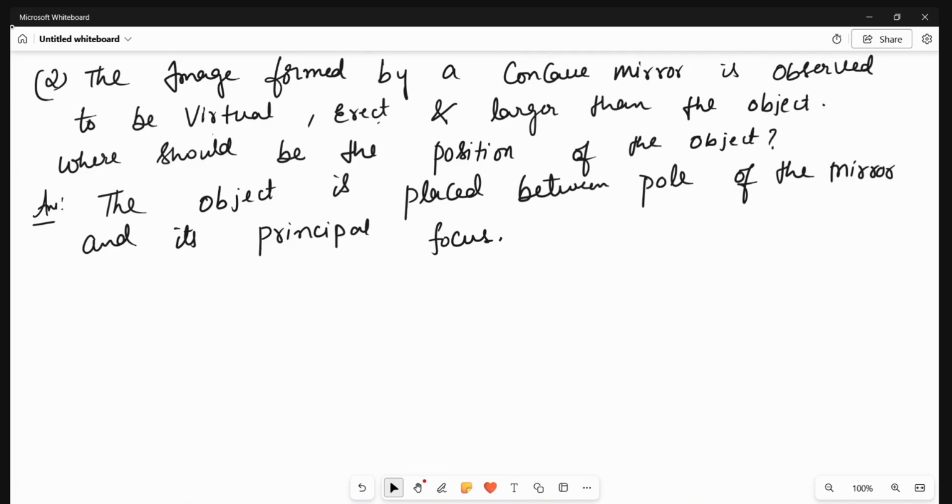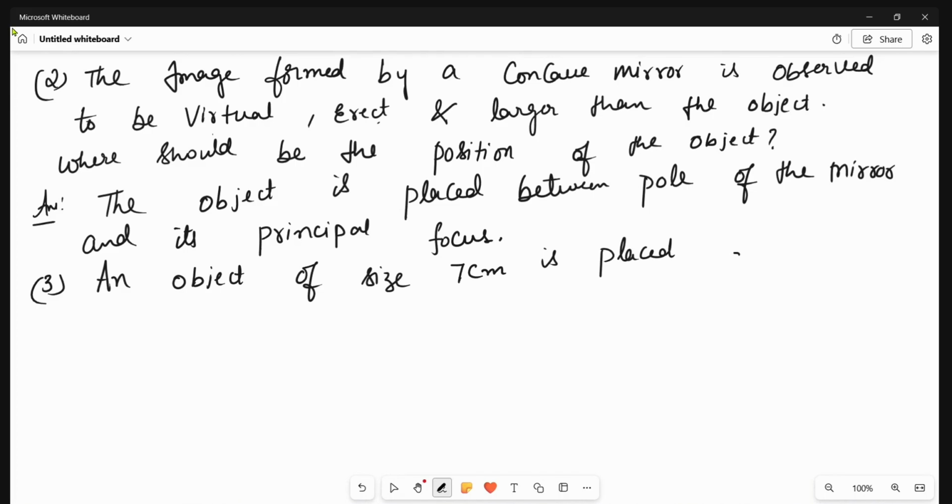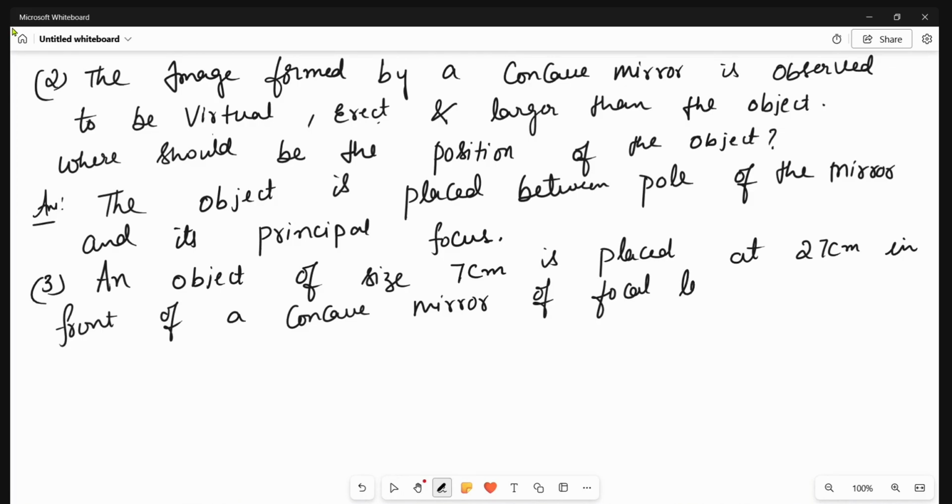Next one. An object of size 7 centimeter is placed at 27 centimeter in front of a concave mirror of focal length 18 centimeter.